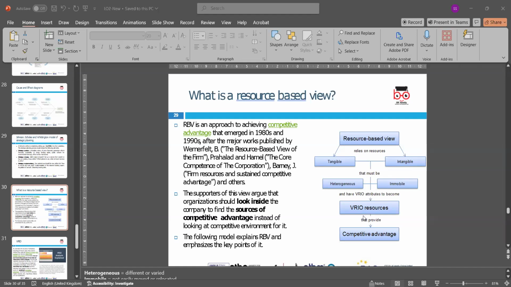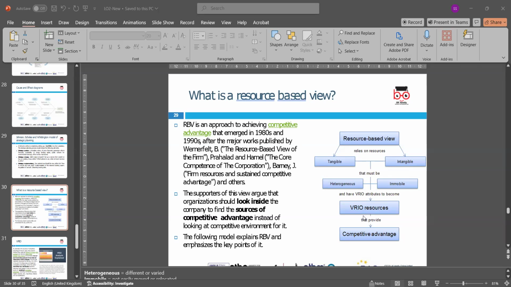Value means, does the resource or capability provide value to customers or help the company exploit opportunities or neutralize threats? So you need to check these resources to create the value when you are producing any kind of product or services. Can you use these resources, and will they help to produce some kind of value for the customer? And if there is any kind of opportunity in the market, your existing resources are helping to avail those opportunities. So this is the value.